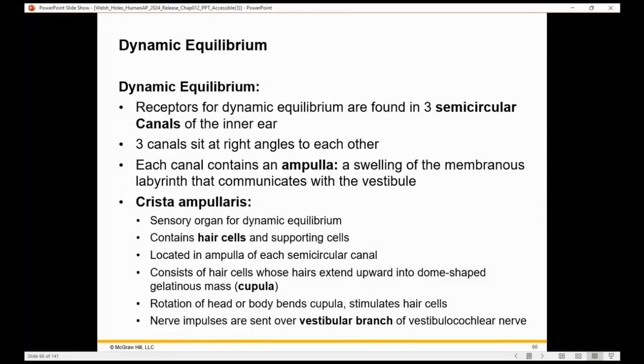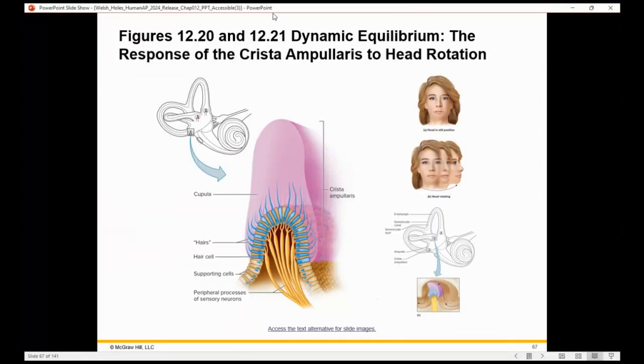It's located in the ampulla of each semicircular canal, and it consists of hair cells whose hairs extend upward into dome-shaped gelatinous masses called the cupula. Rotation of the head or body bends the cupula and stimulates the hair cells. The nerve impulses are sent over the vestibular branch of the vestibulocochlear nerve. These figures show you dynamic equilibrium and the response of the crista ampullaris to head rotation.